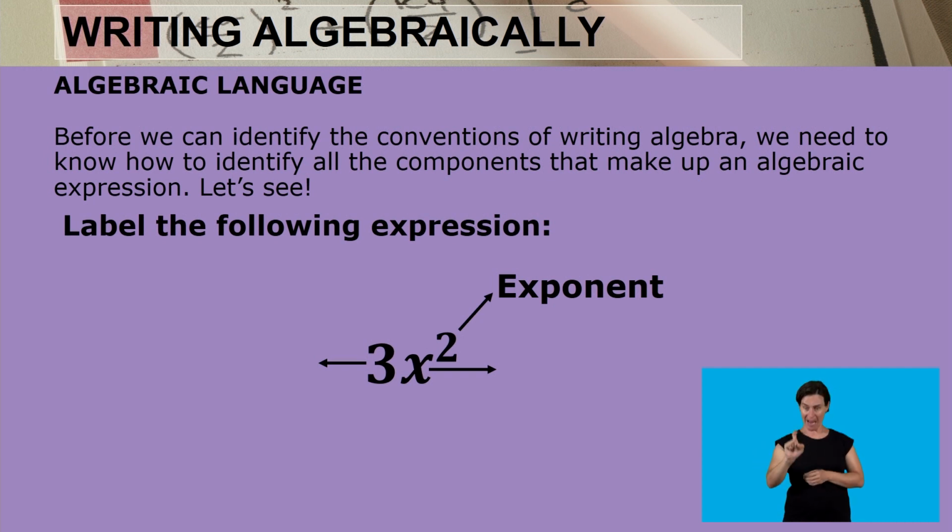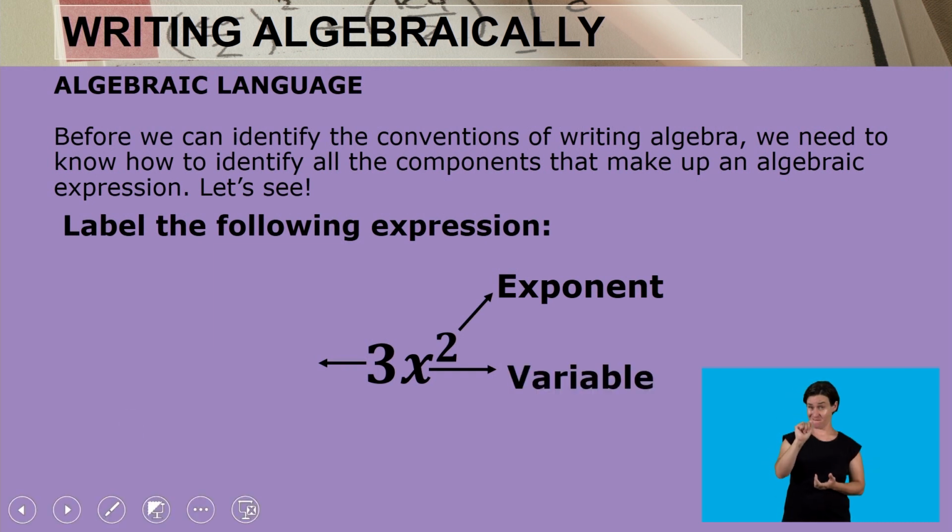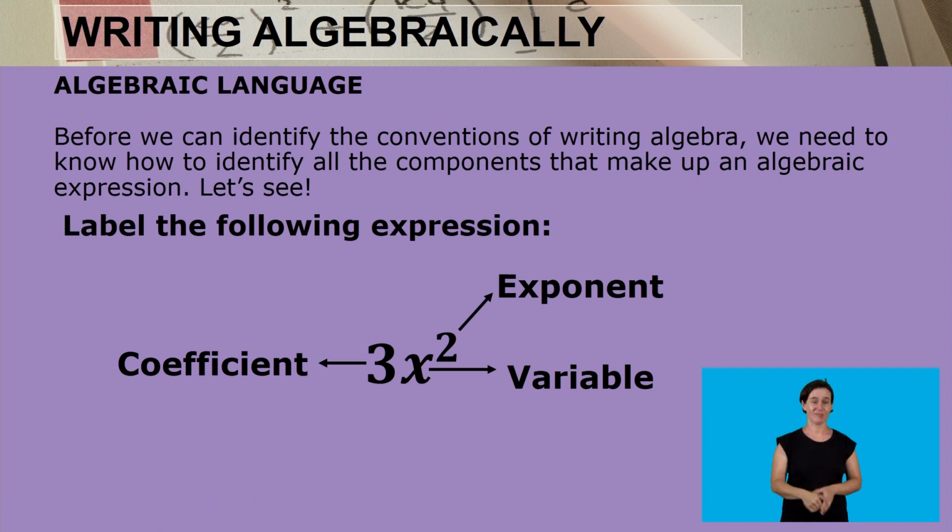What about the x? Are you thinking of a variable? Yes, you are correct. That is our variable in this expression. It is also the base to that exponent there. What about that 3? Are you thinking of a coefficient? Then yes, you are correct. So we have our coefficient, our variable, and of course our exponent.